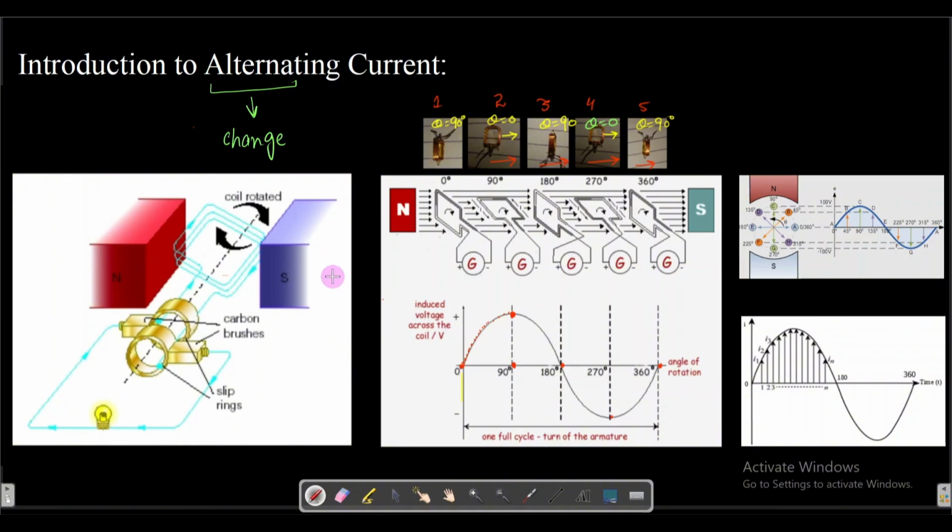And in this lecture we will discuss in more detail the alternating current, which is a change in magnitude and direction. So for reference we have to discuss the direct current. For that we have this simulation.